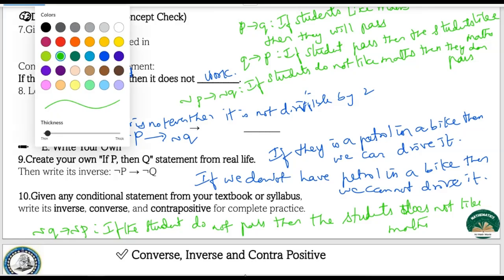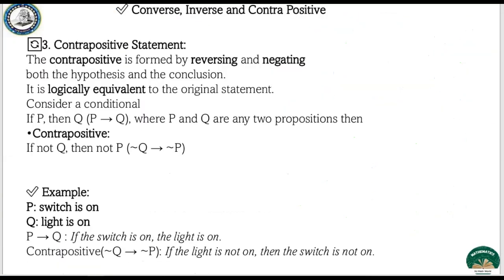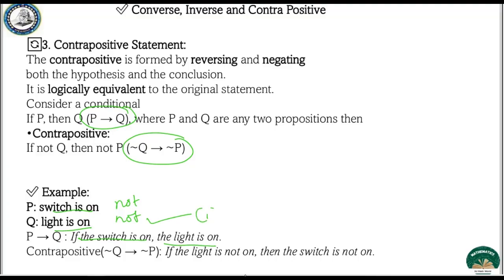Okay, moving on with the next slide, we have the contrapositive statement. The contrapositive is formed by reversing and negating both the hypothesis and the conclusion. So what is meant by contrapositive? P implies Q will become negation Q implies negation P. Switch is on, light is on. If the switch is on, then the light is on. So we have to negate. We have to use not for both, and then we should use Q first, and then read P second. So here, if the light is not on, then the switch is not on. That will be the contrapositive of the given statement.